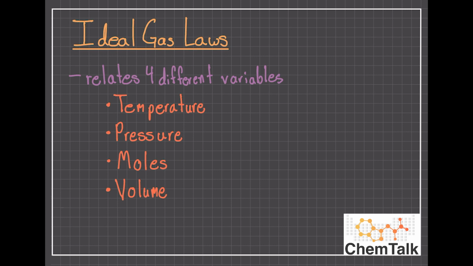Ideal gas laws are equations that establish relationships between four different variables: temperature, pressure, moles, and volume. However, this formula is based on these gases behaving ideally. So there are a set of assumptions that we have to make when we say a gas is ideal.